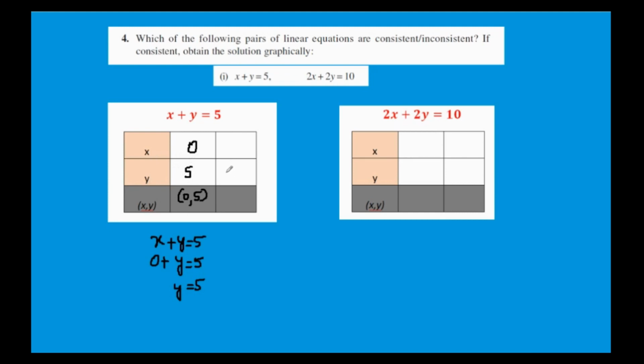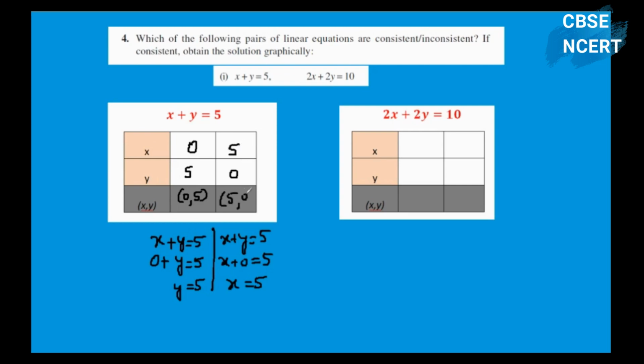Now I will assume the y value as 0. When y is 0, what will be x? I will write the equation as it is: x plus y is equal to 5. I assumed the y value as 0, so I will write x as it is. x plus 0 is equal to 5. Obviously x is equal to 5. So when y is 0, the x value is 5, so the ordered pair is 5 comma 0.